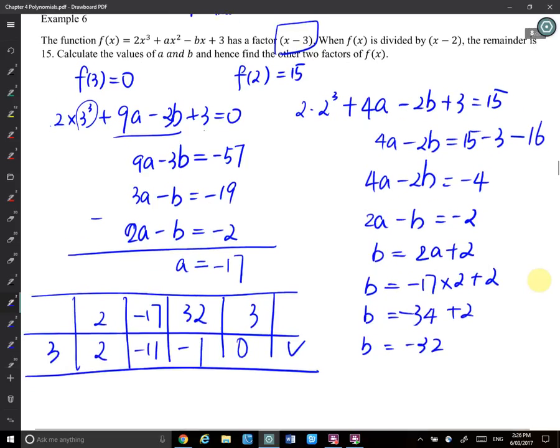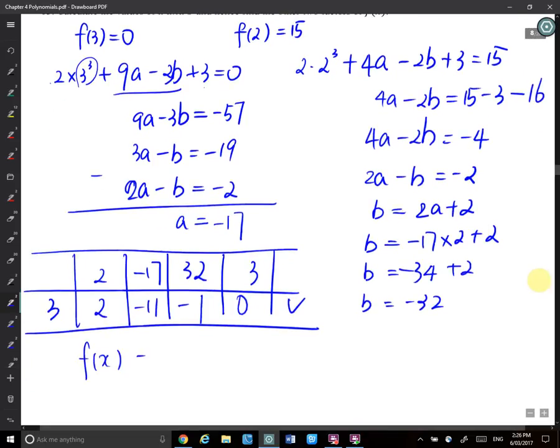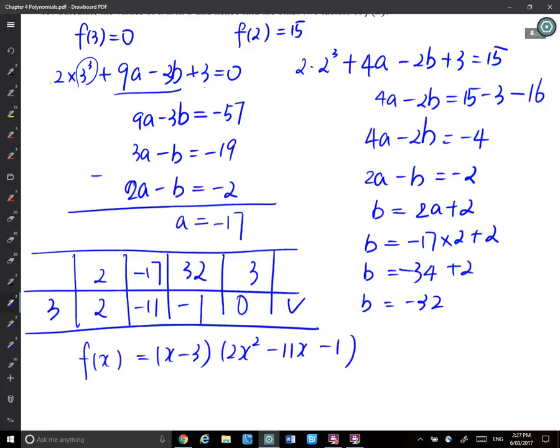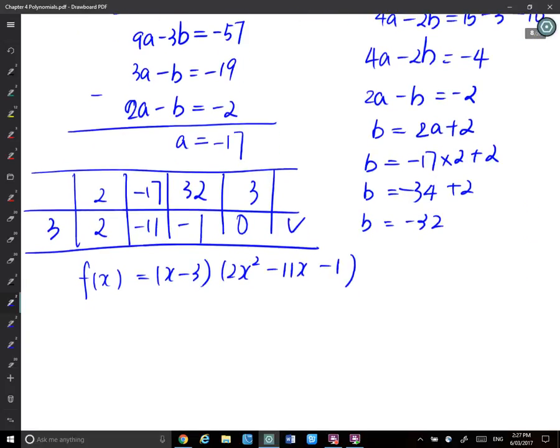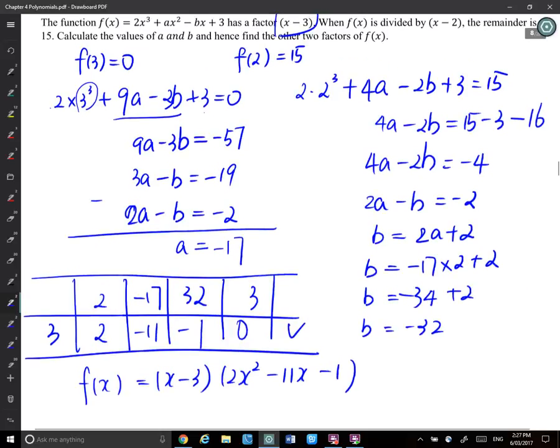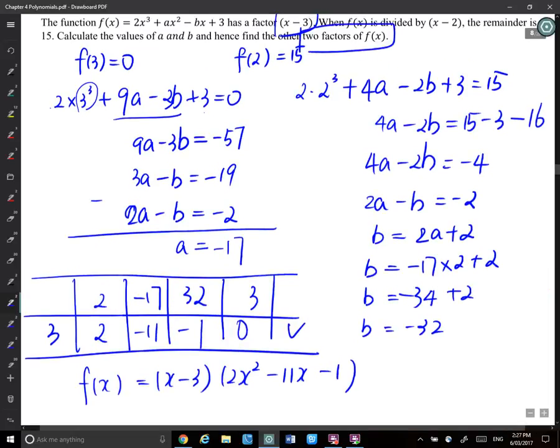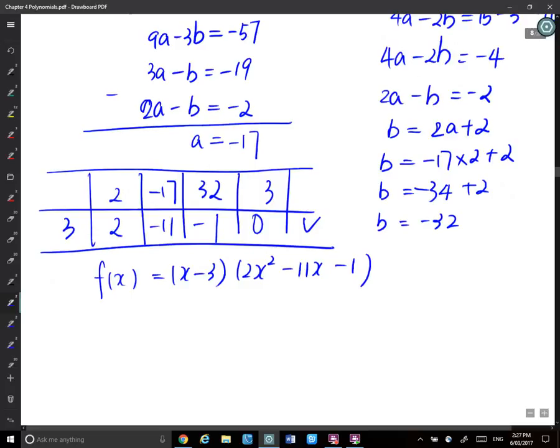And also I know that f(x) will then equal x minus 3, 2x squared minus 11x minus 1, by using this table. Because I divide by x minus 3, I have remainder 0, and I work out all the coefficients that have been left, which are 2, minus 11 and minus 1. So I need to find the other two factors. So I need to factorize the quadratic as well.